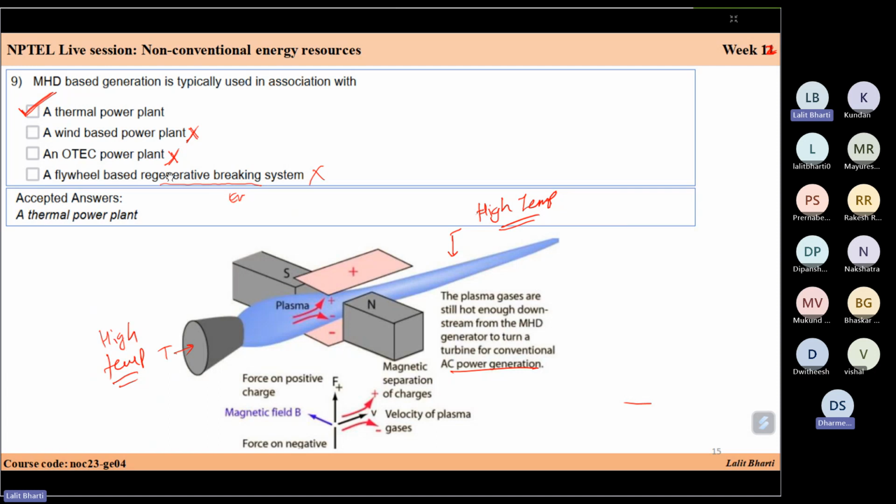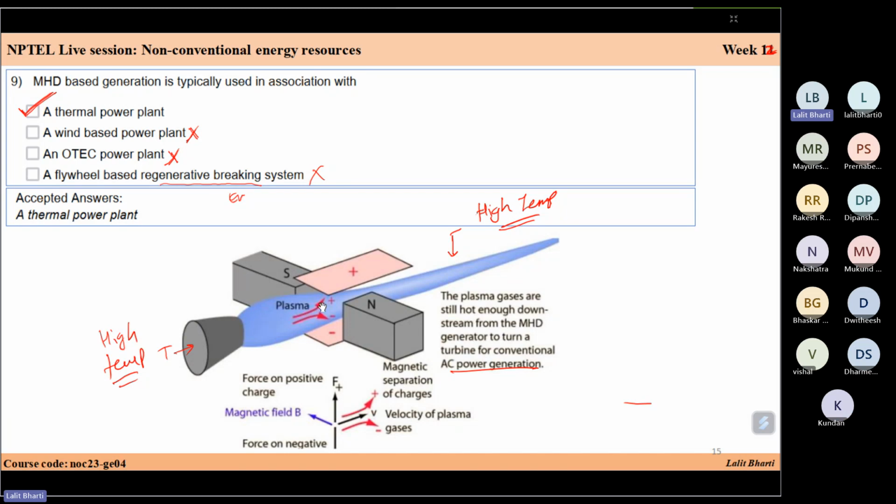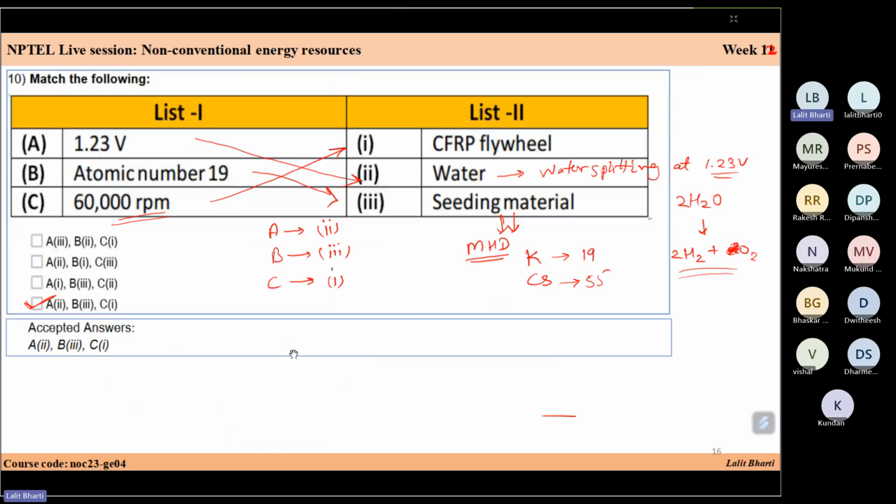Okay, so this is the question. Since we need very high temperatures to create the plasma or the ionized gases, these high temperatures are achieved in thermal power plants. So a lot of energy will be wasted there. We can use those high temperatures to produce energy with magnetohydrodynamic power generators. Option 1 is correct.